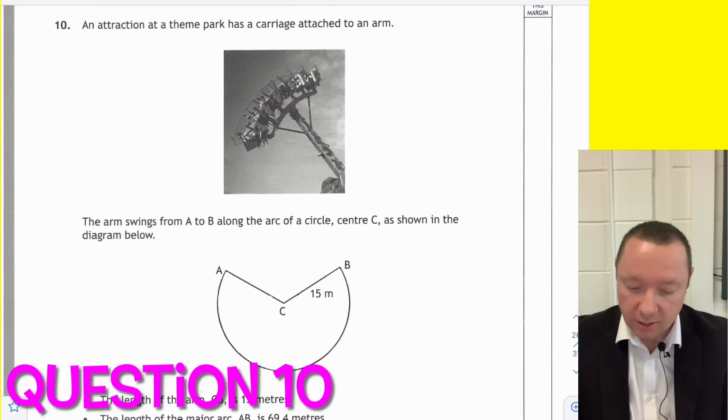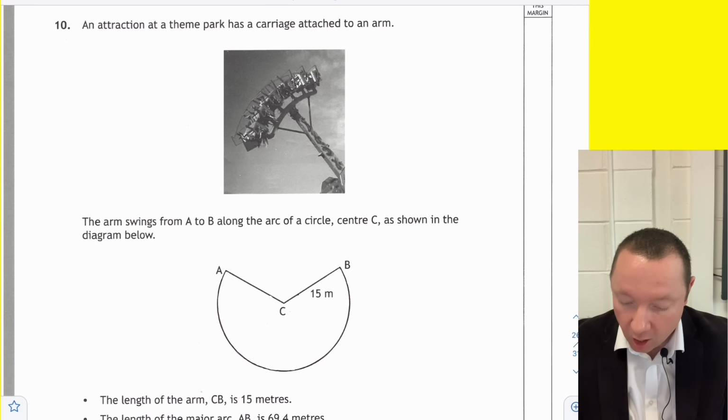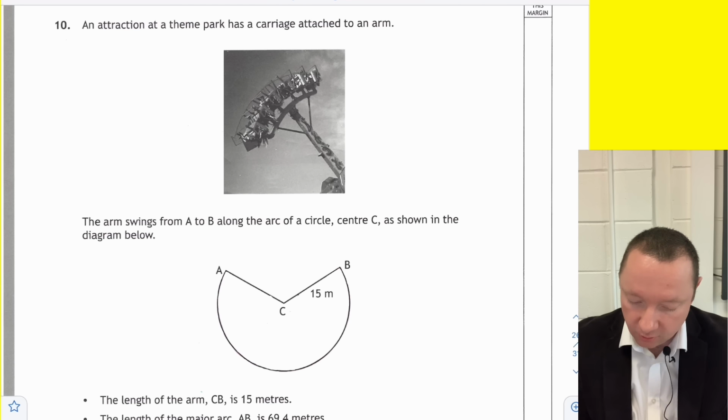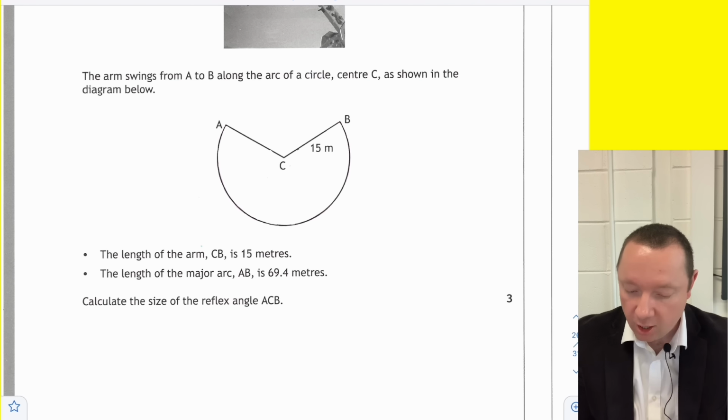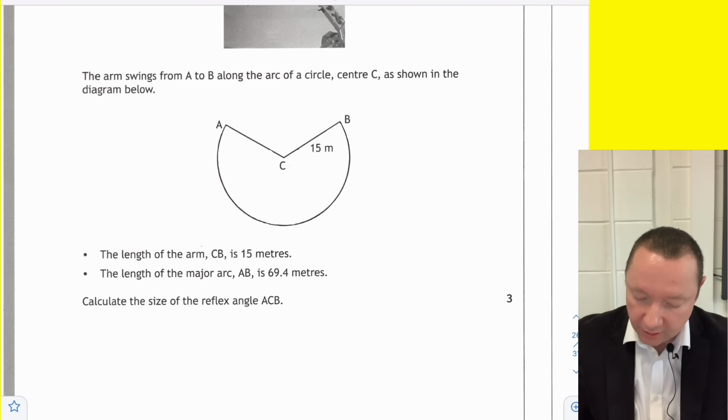Question 10. An attraction at a theme park has a carriage attached to an arm. The arm swings from A to B along the arc of a circle. Centre C is shown in the diagram. The length of the arm is 15 metres. The length of the major arc is 69.4. Calculate the reflex angle ACB. So in other words, this angle here.